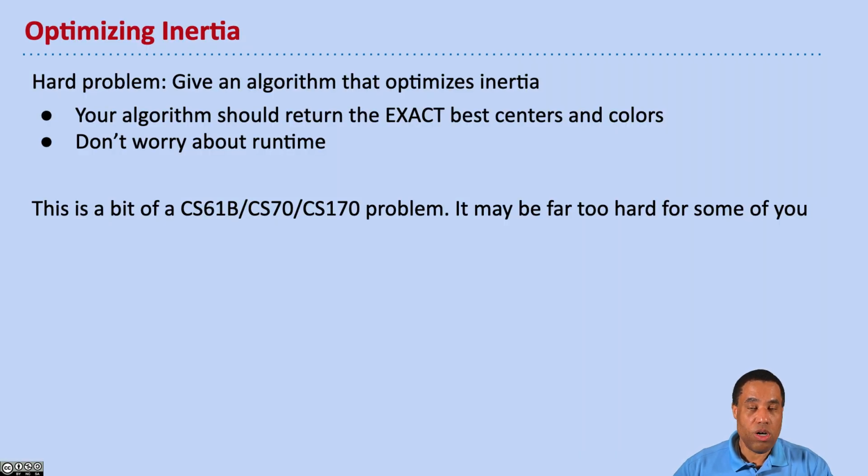So this is a really hard problem, right? To give an algorithm that optimizes the inertia. And so that's the challenge to you. Come up with an algorithm that optimizes the inertia. And your algorithm should give the exact best centers and colors. Don't worry about the runtime. This is really a CS61B, CS70, CS170 type of problem, and for some of you, I know it's going to be too hard if you haven't taken a theory class already. So take a moment, stop the video, and think about what your algorithm would look like if we want to get an exact solution.